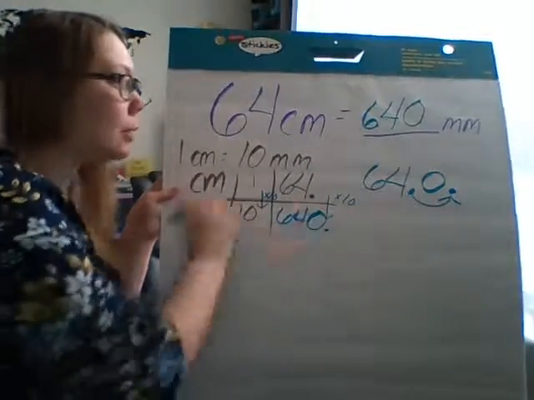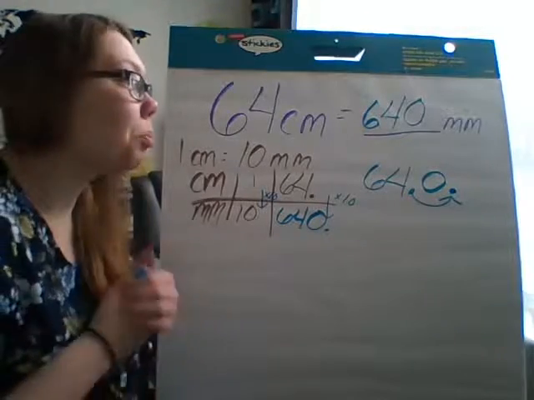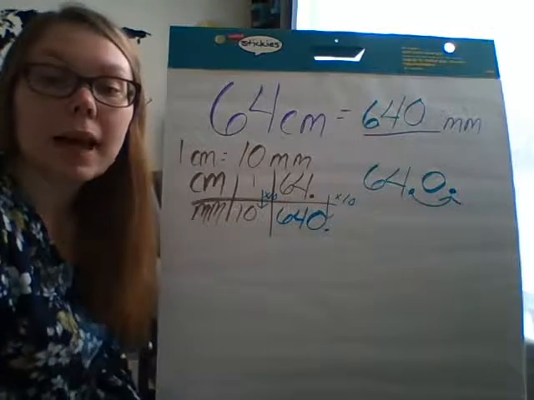So again, just to clarify, metric conversions, you have this magical equation that helps you. You use a ratio table and some decimal magic. So again, this is just a preview. This is something we're going to be working on in class.